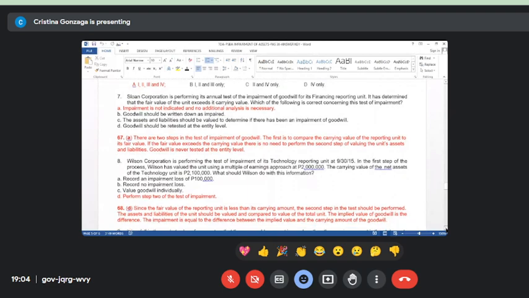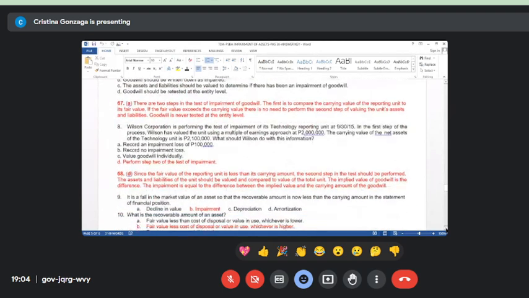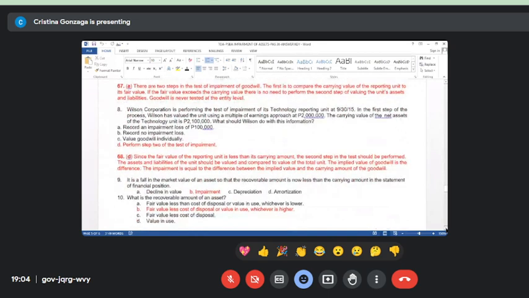Number 8, ang answer natin, letter D. Meron akong explanation dyan. There are 2 steps in the test of impairment. The first is to compare the carrying amount of the reporting unit to its fair value. If the fair value exceeds the carrying value, there is no need to perform the second step of valuing the unit's assets and liability. Goodwill is never tested at the entity level.